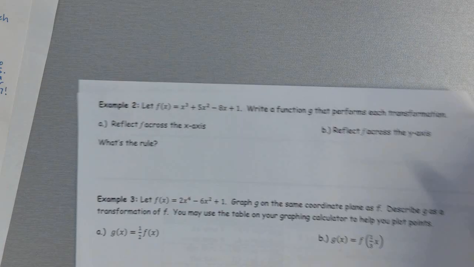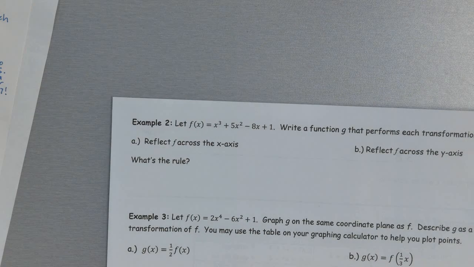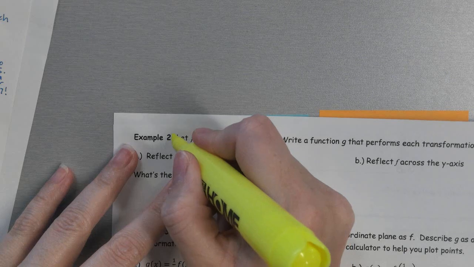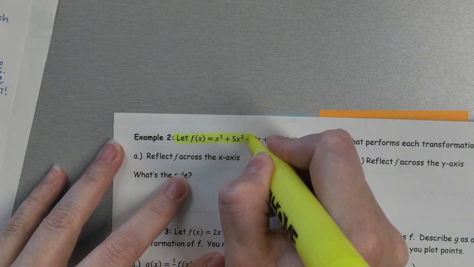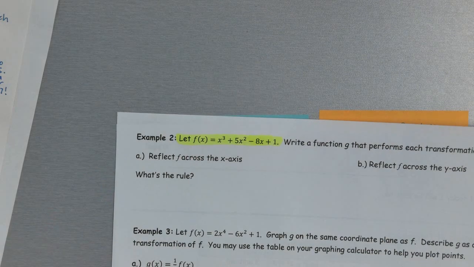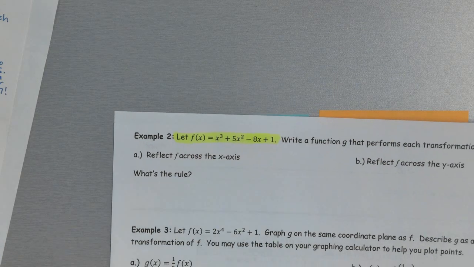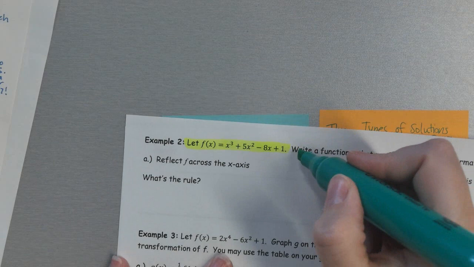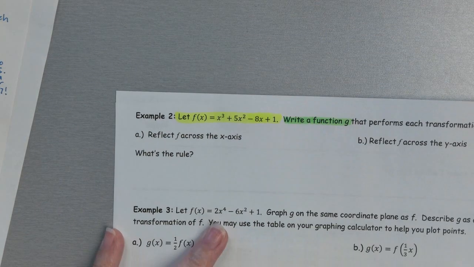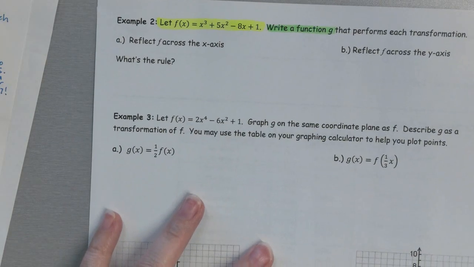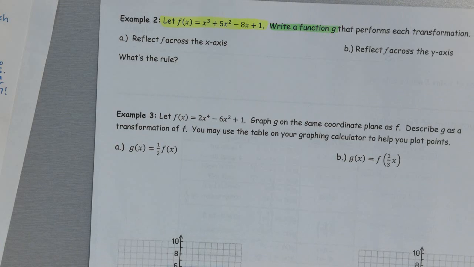Let f of x equal x cubed plus 5x squared minus 8x plus 1. So this is what we're going to use. And then you have to write a function g that performs that given transformation. Okay, so we're going to be writing g of x.